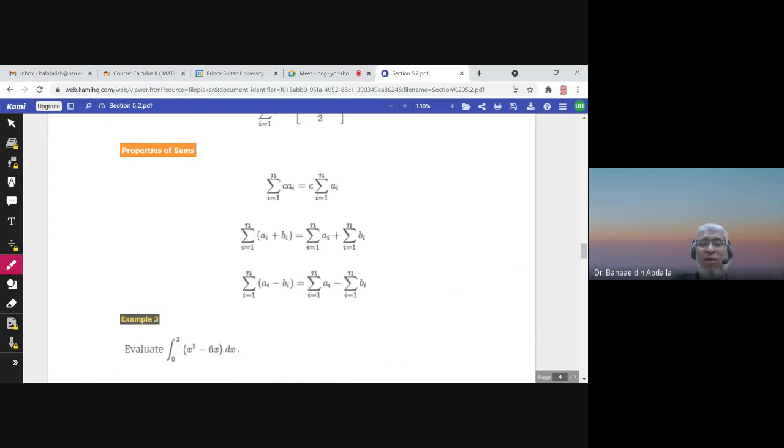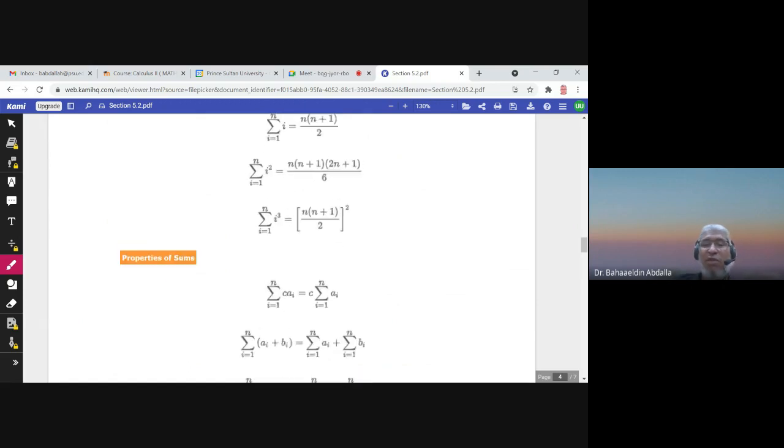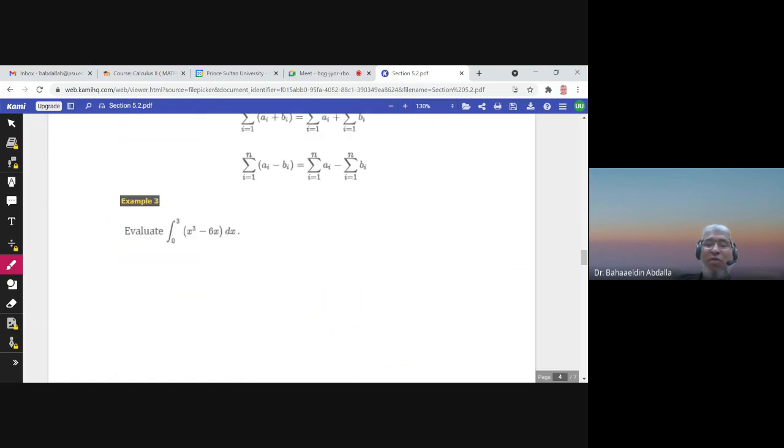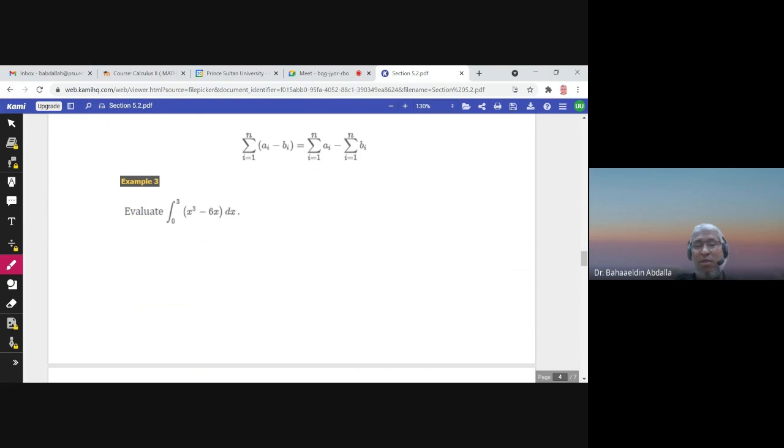Some properties of the summation: you can take the constant c outside. It's constant because it has no i. The sum distributes if you have plus or minus. So you can write it as summation a_i plus summation b_i, or minus b_i. We need these properties, all of them, to evaluate the definite integral.